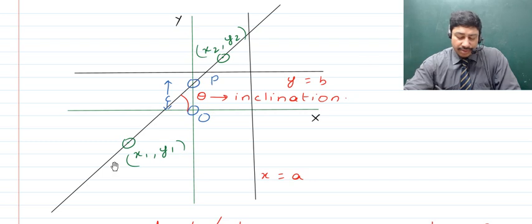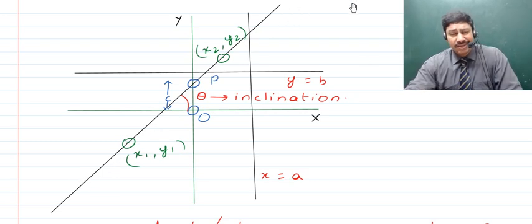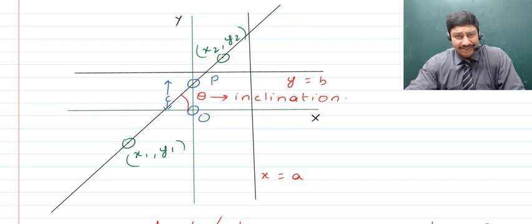Now at the moment we are going to talk about a straight line. A straight line, as you know, is the join of any 2 points, right?